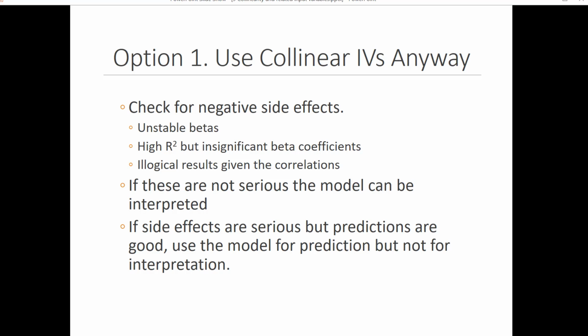You can see if the betas are unstable, if they have high R squared but insignificant beta coefficients, and you get these illogical results given the correlations between the variables that you have. If these are not serious, then you should be able to run the models and get the models to be able to be interpreted. But if the side effects are serious, but you're getting good predictions, you can use them for predictions, but you should beware and not use the coefficients in the regression models for interpretation.